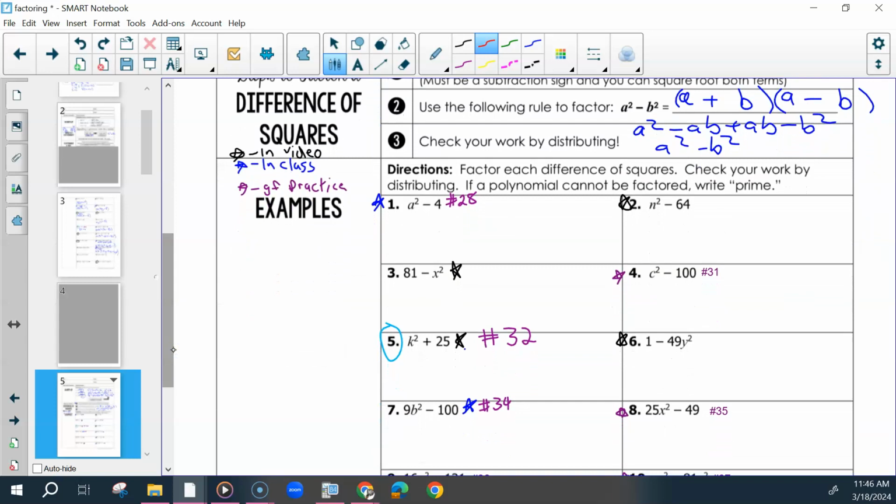Wait, what's the multiplication I needed? Is it a times a, b times b? Oh, okay.